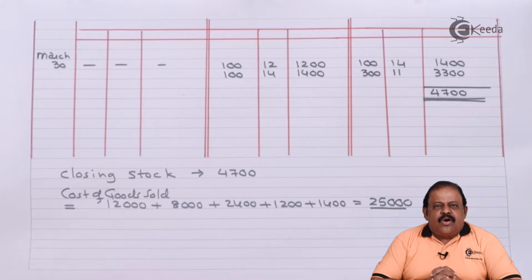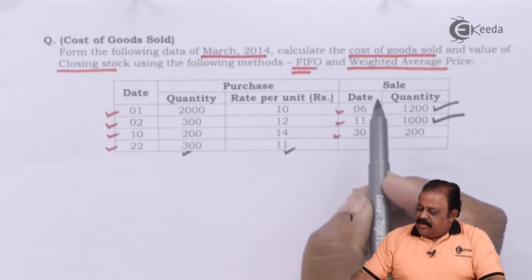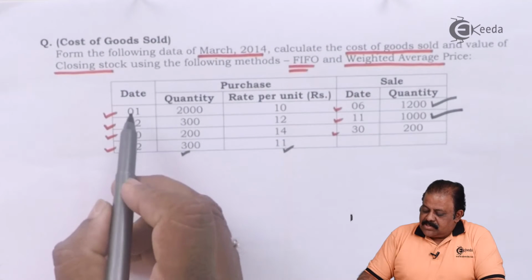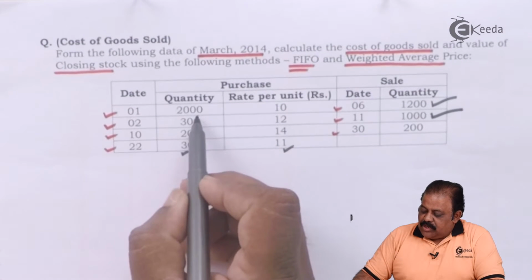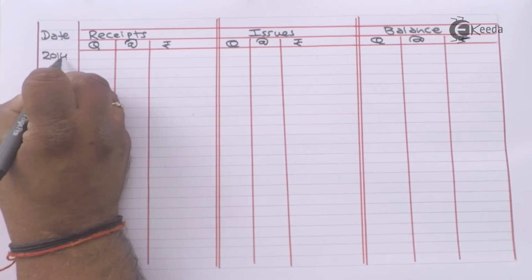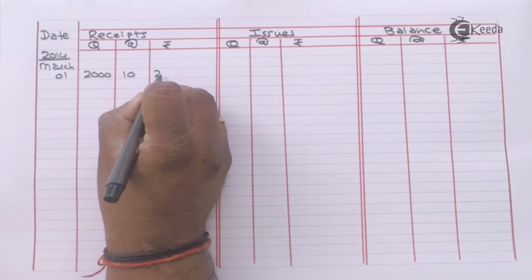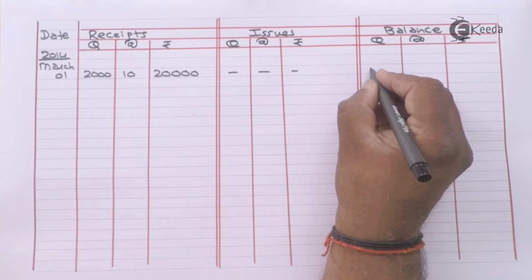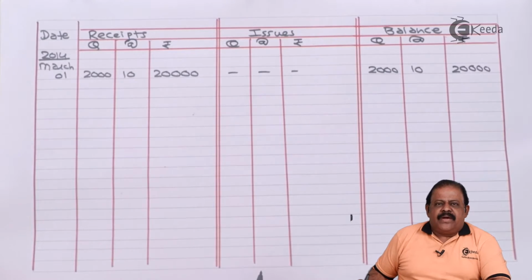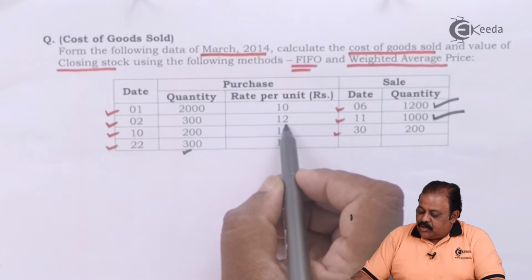Let us continue for weighted average method. Same question we are required to solve as per weighted average price method. Purchase on 1st March 2000 units at the rate of 10. Value will be rupees 20,000. On 2nd March, there is purchase of 300 units at the rate of 12.